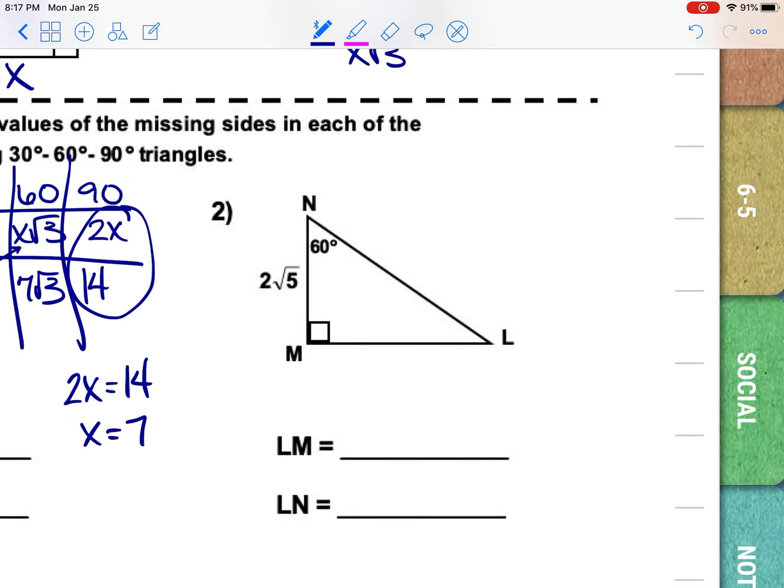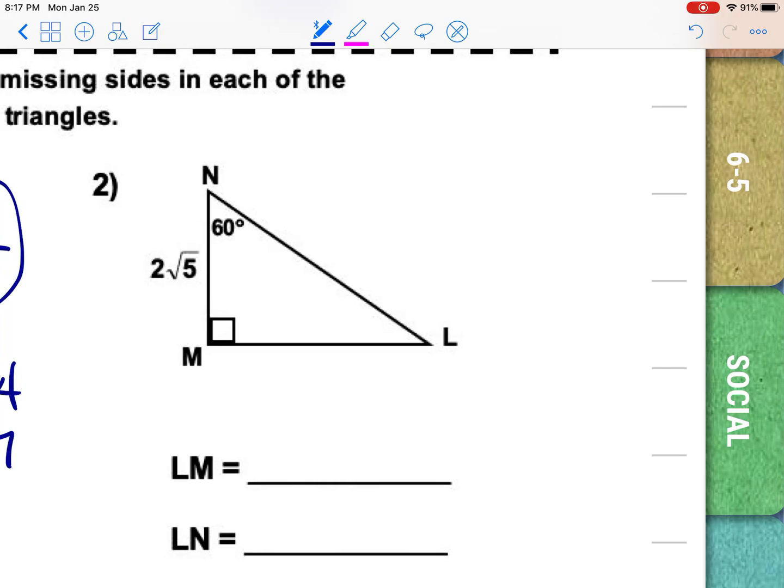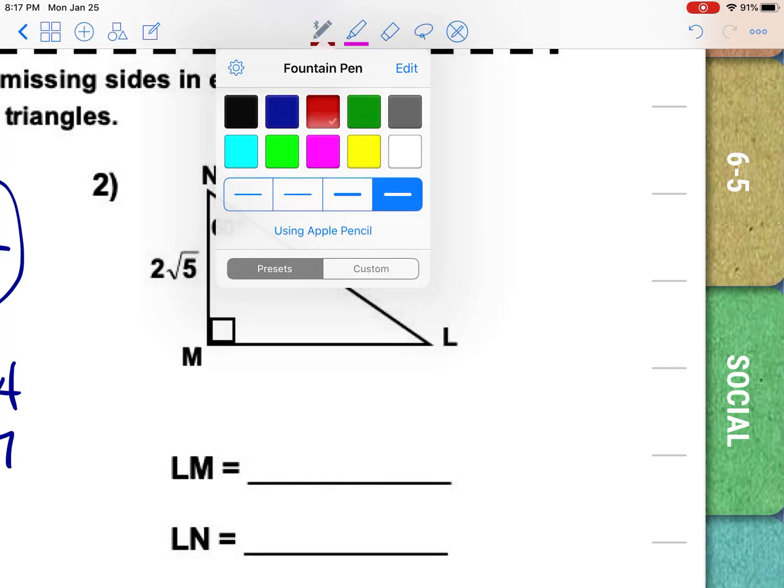Okay, let's look at another example here. Still a 30, 60, 90, so let's set up our tic-tac-toe.